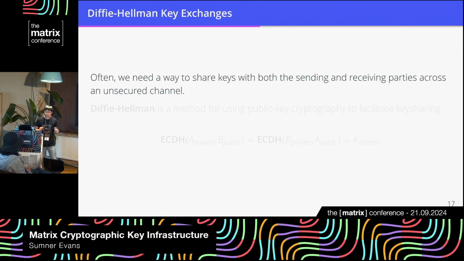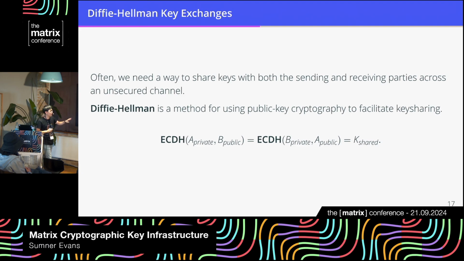The last concept that we need to discuss is Diffie-Hellman key exchanges. Often, we need a way to share keys with both the sending and receiving parties across some unsecured channel, such as the internet. We could just share keys in person all the time, but that's super impractical. You know, Matrix is a global network. That's not going to work, and that's where Diffie-Hellman comes in.